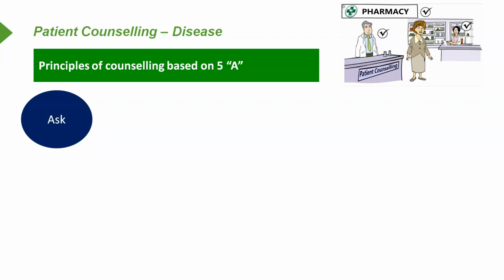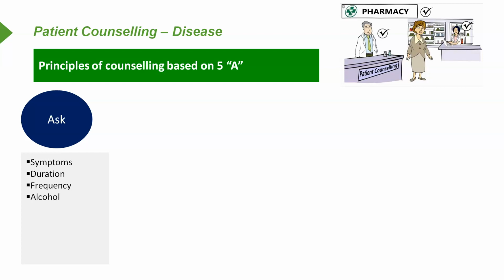Now we'll see how we apply these 5A principles in community pharmacy practice in day-to-day scenarios, especially how you apply them in amoebiasis. Ask: here you are asking about the symptoms. Next is the duration of symptoms and their frequency. Then consumption of alcohol. You go one by one and ask the questions in a correct manner as per the 5A principles guidelines.